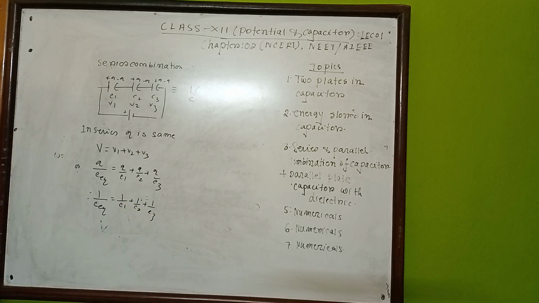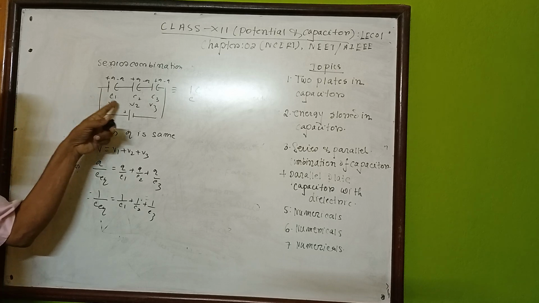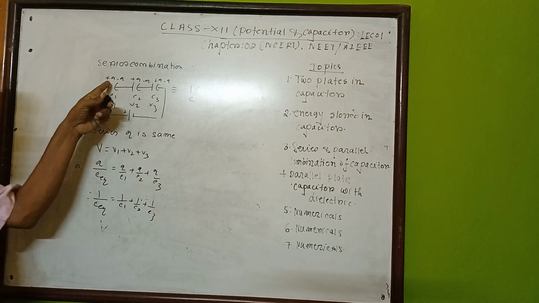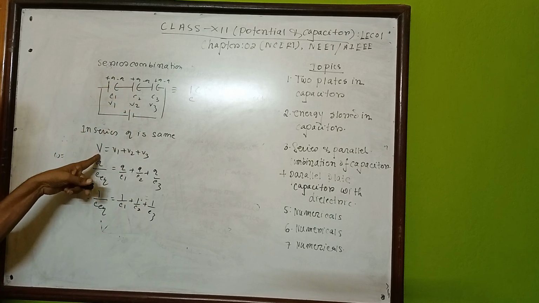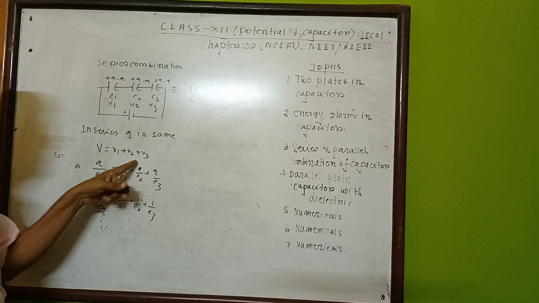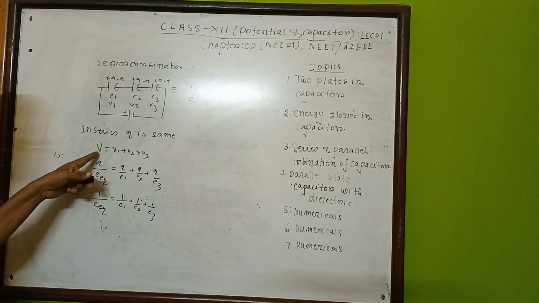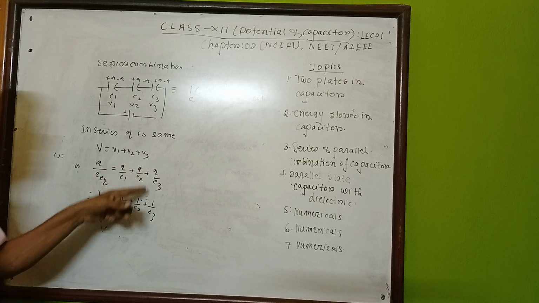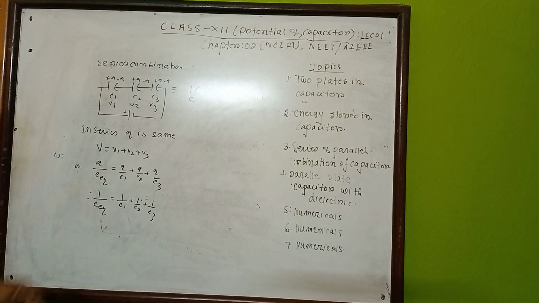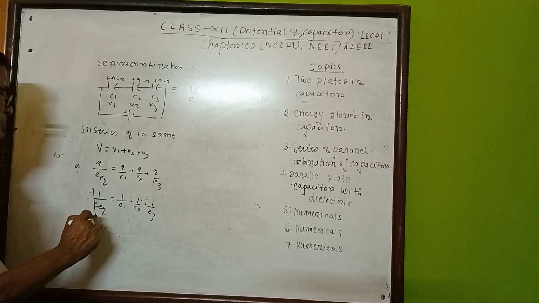So if three capacitors are in series, always remember the potential across each capacitor will be different, but the charge will be the same. The total potential of the battery equals V1 plus V2 plus V3. Instead of V, we write Q by C equivalent, for the same charge, Q by C1, Q by C2 and Q by C3. So this is the formula used for series combination.